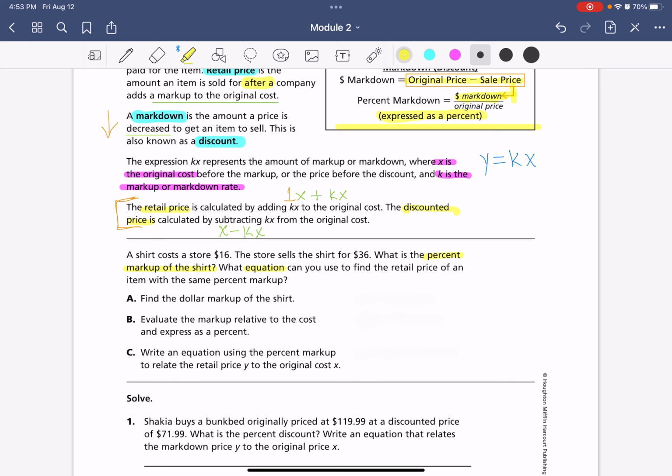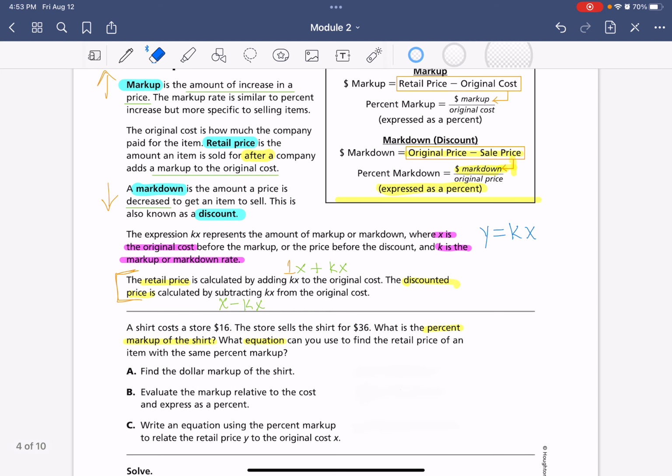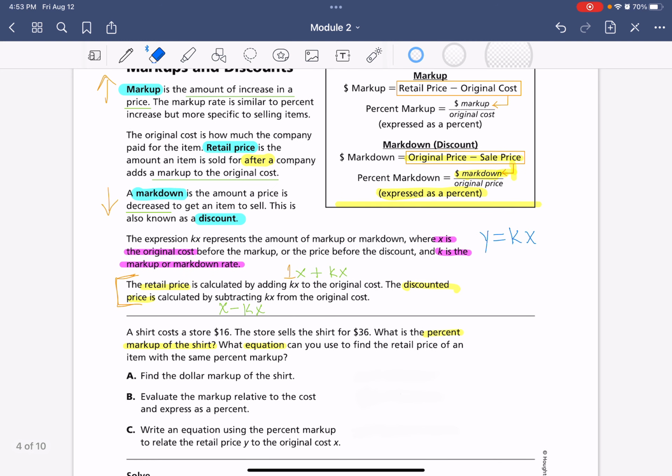So our first step here is we need to find the dollar markup of the shirt. We're going off our formula up here. So we're going to need to do some subtraction. We're taking our retail price minus our original cost. So our $36 minus our $16 that they bought it at from the manufacturer. And then we need to take those $20 and put it over our original cost, what they bought it from the manufacturer at.